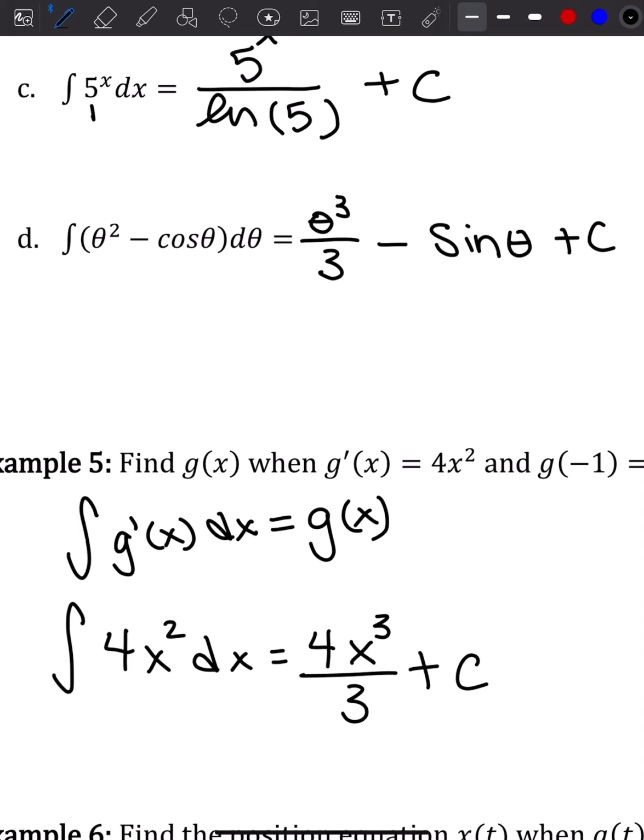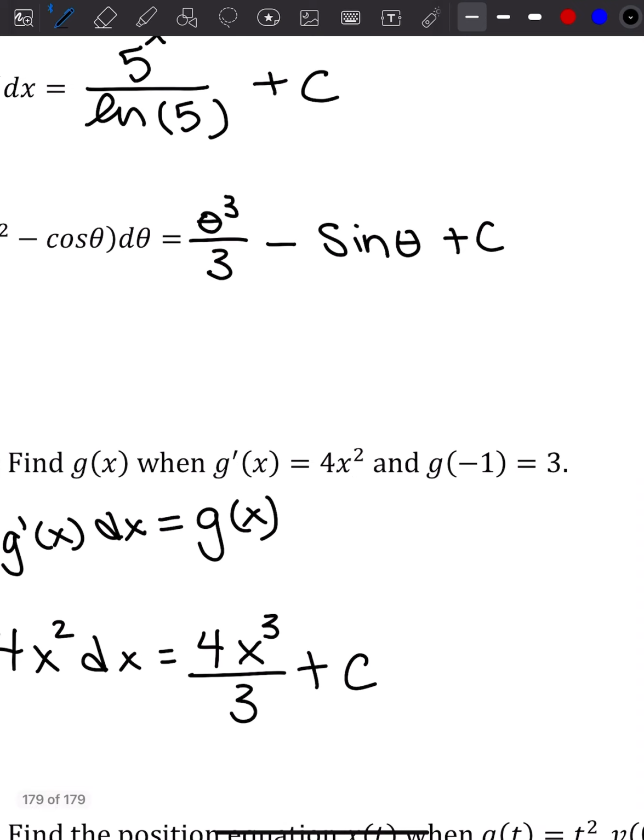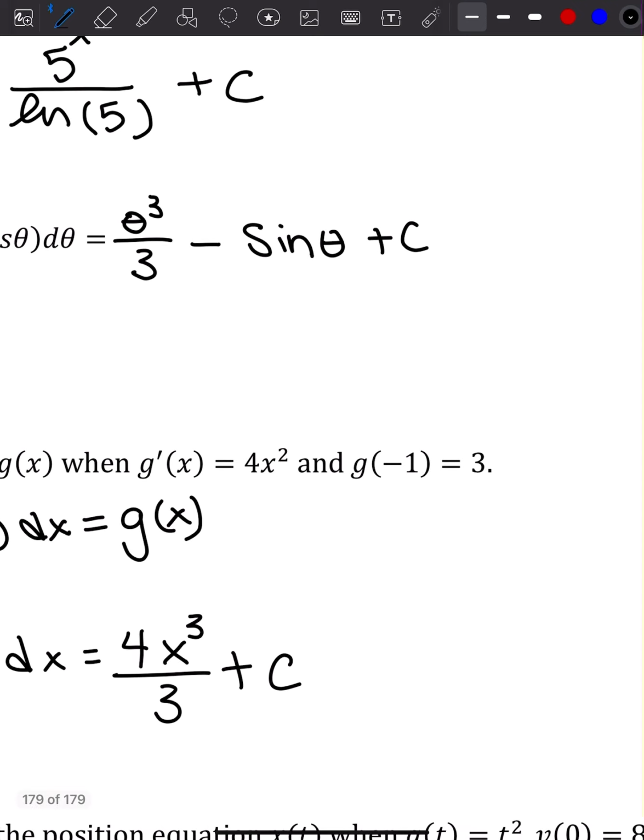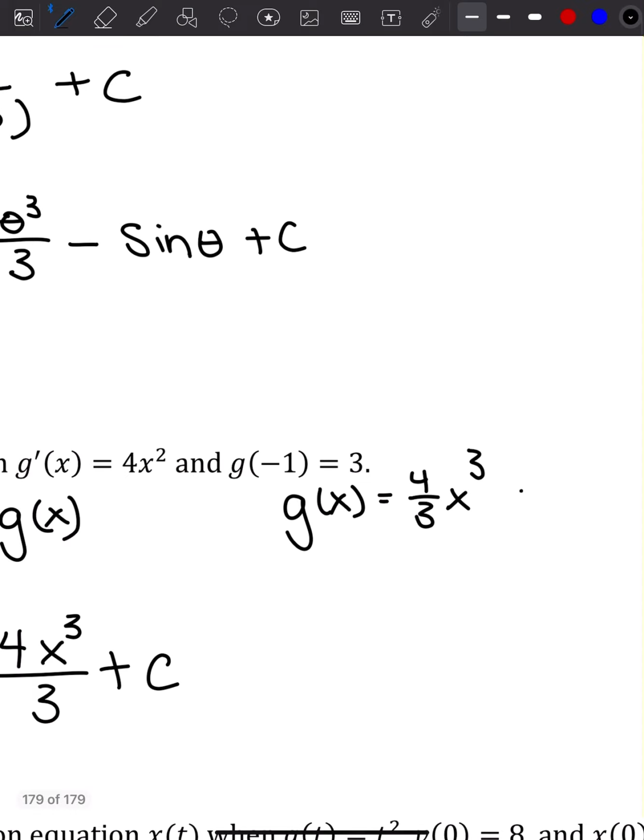So we have 4 thirds x cubed, or 4 times x cubed divided by 3. So g of x is going to be equal to that 4 thirds x cubed plus c, and now we need to figure out what c is. So we have g of negative 1 is equal to 3. So I know if I plug in negative 1 for x, 3 is my y value. So what I'm going to do is use that information.